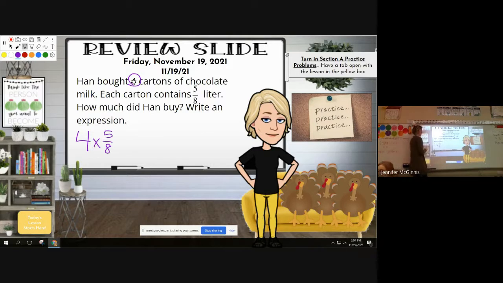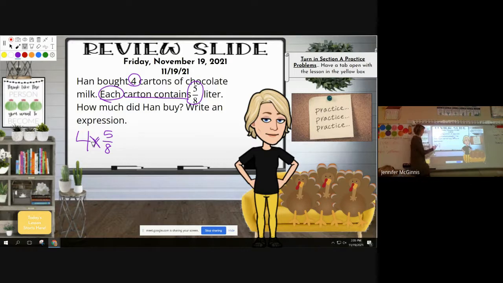4 cartons of chocolate milk. Where did the 5/8 come from? They each came 5/8. The cartons contain 5/8 in each one. Where did this times symbol come from? We have to find how many in total. Where there's a group, it has the word each. You knew that. The word each, we know, very often is going to give us this times symbol.